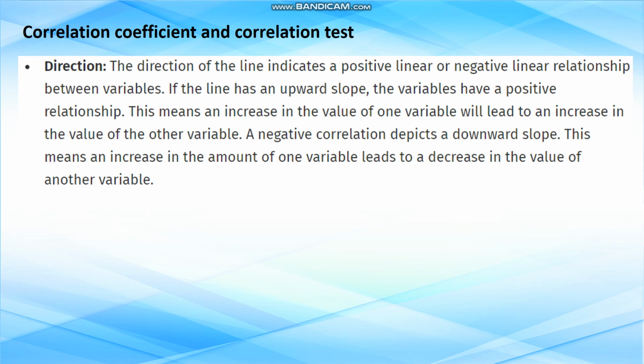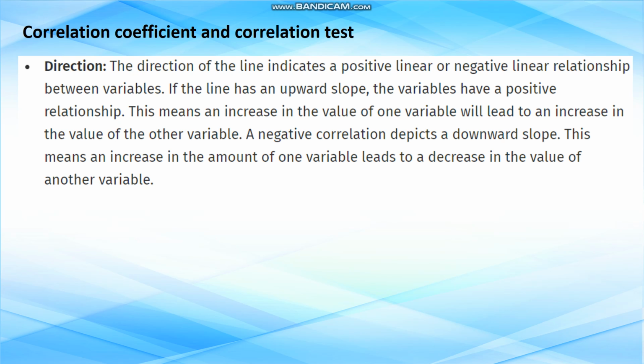You plot the data into the two-dimensional space, and you identify the linear line that indicates the slope. The slope of the line indicates the direction, a positive linear or negative linear relationship between variables. If the line has an upward slope going up, the variables have a positive relationship.